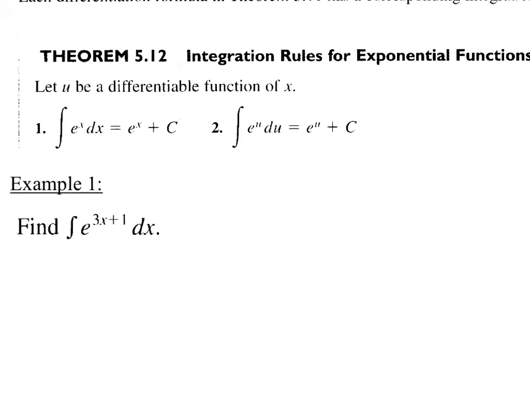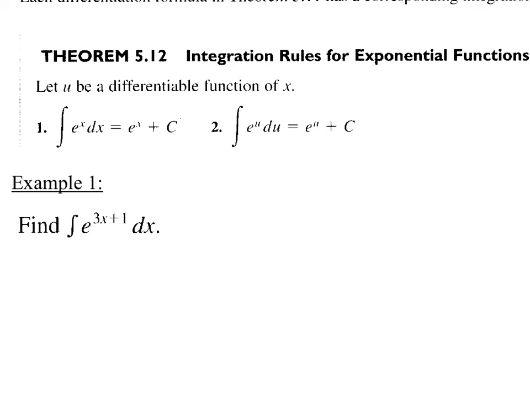And it also makes sense that if we have an e to the u, the integral of e to the u du is e to the u plus c. All right, so it doesn't really make sense to practice integral of e to the x. You just got to memorize that one. But let's look at some examples of ones where we do have to use this e to the u du. All right, it's integration by substitution.